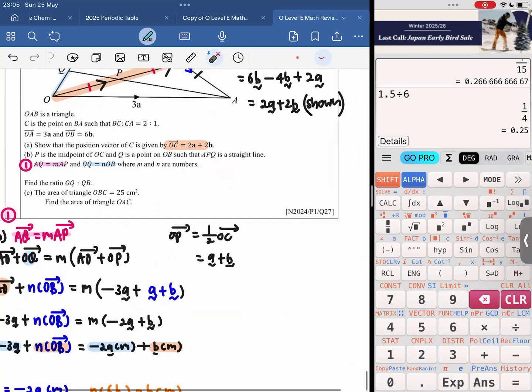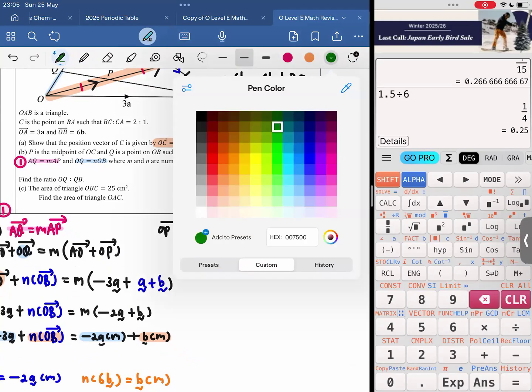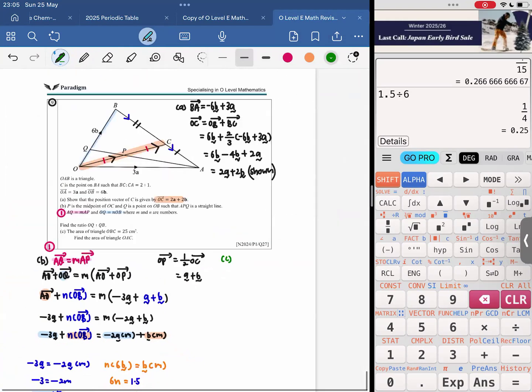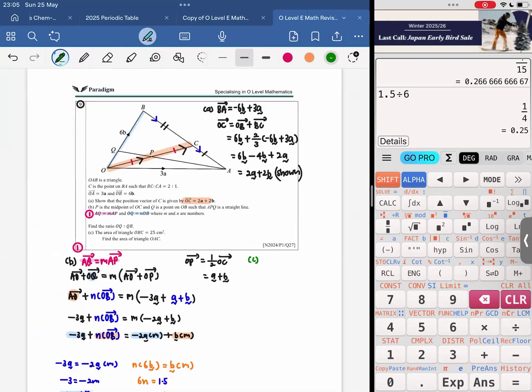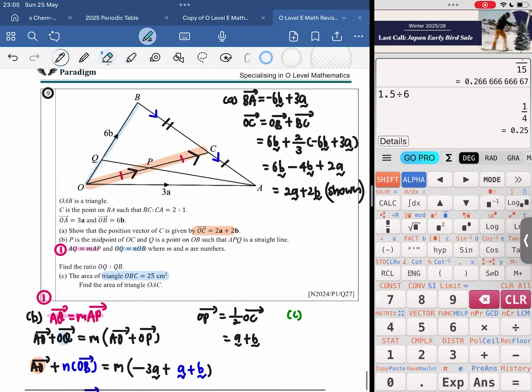Okay. Then the last one, I think it's quite forgiving, but because they put it at the end after part B, a lot of people will be like, I cannot do already, give up already. But actually, I believe you can do it. Let's see. Oh, yeah, can do, because the area of triangle OBC is 25. Okay, so let me erase all this.